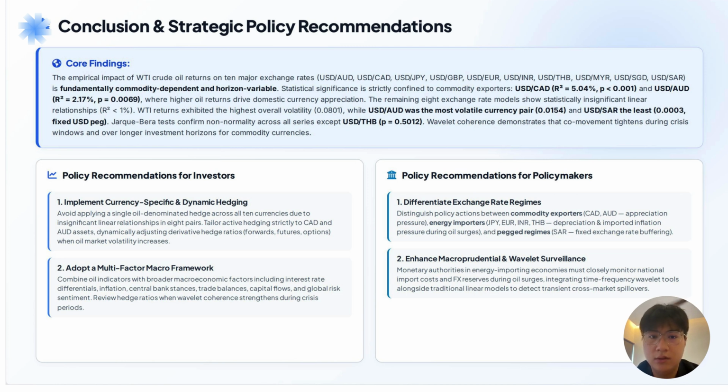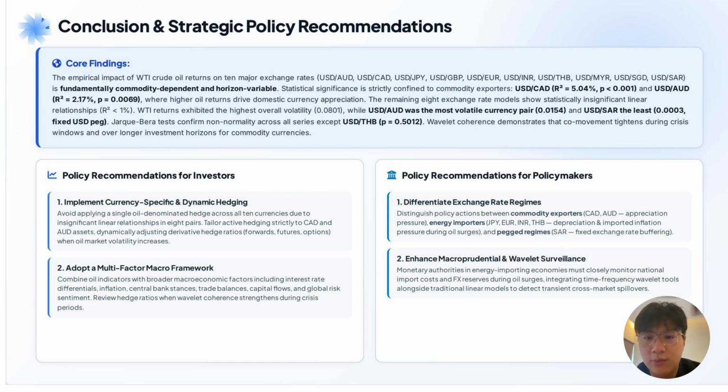So, from the recommendation, our empirical investigation into the transmission mechanism between West Texas Intermediate, which is WTI, crude oil returns, and 10 major exchange rates that we chose, specifically USD over AUD, USD over CAD, USD over JPY, USD over GBP, USD over EUR, USD over INR, USD over THB, USD over MYR, USD over SGD, and the last one is USD over SAR.